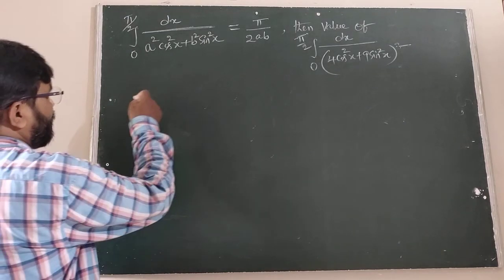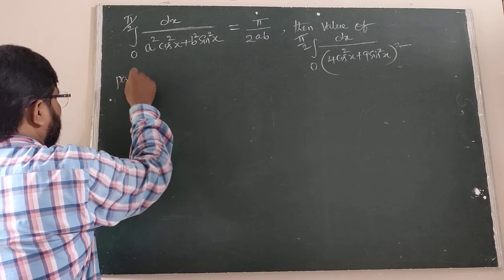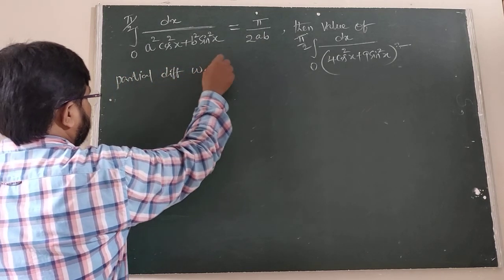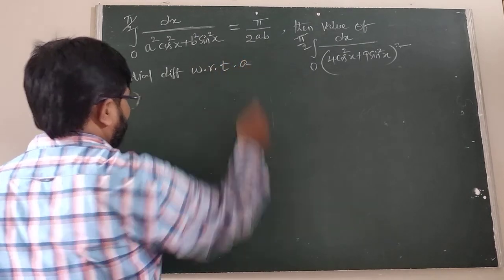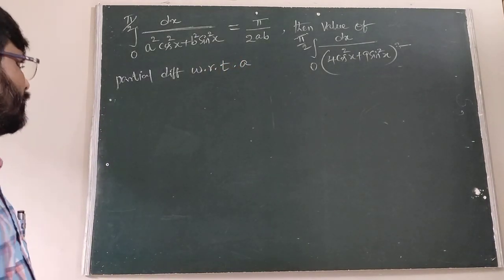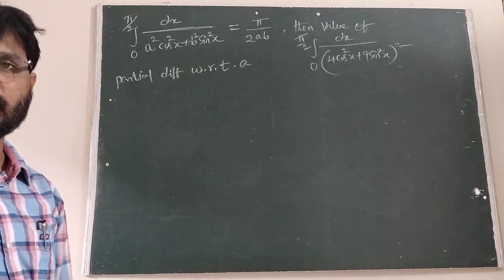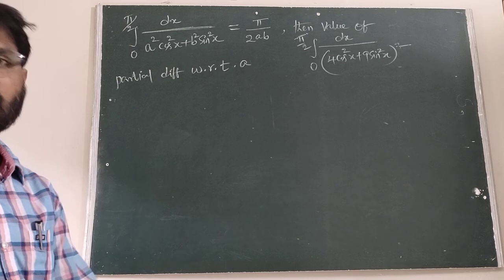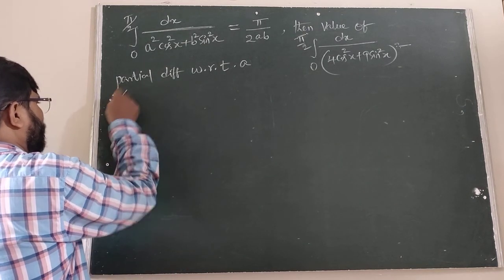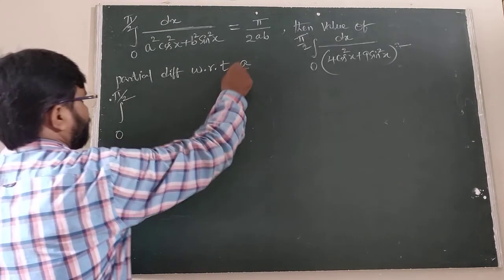Now we differentiate this partially, with respect to a first. Partial differentiation means only the variable is a, and all the rest are kept constant. That means the integral from 0 to pi by 2, and we have to take the differential variable here as a.